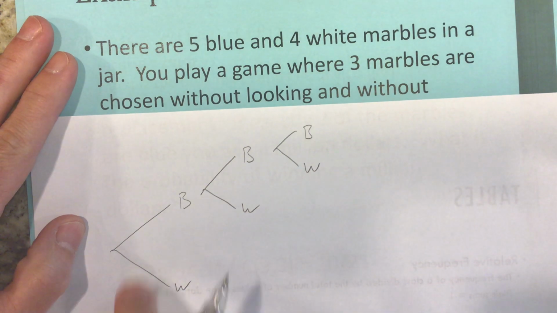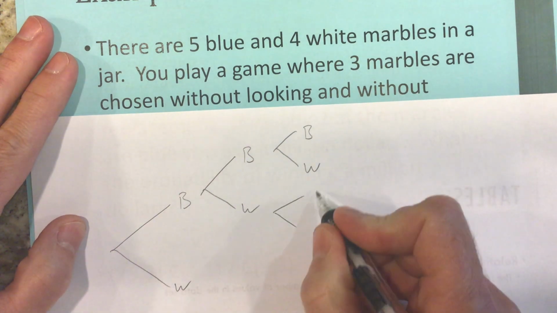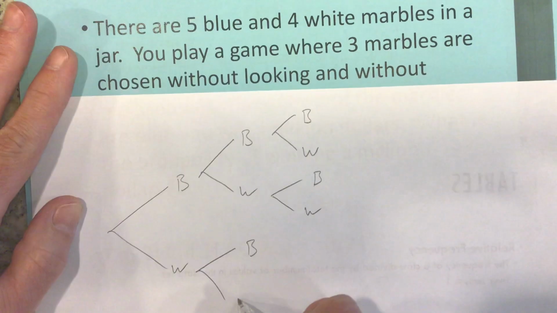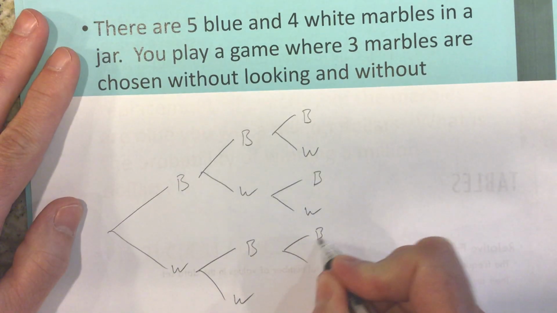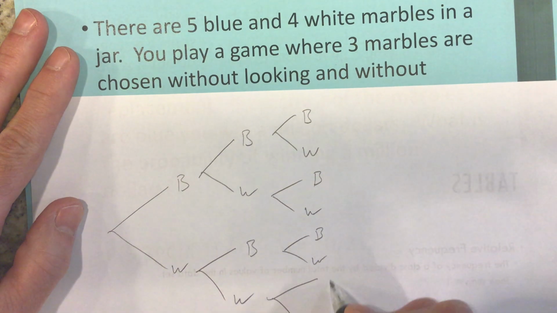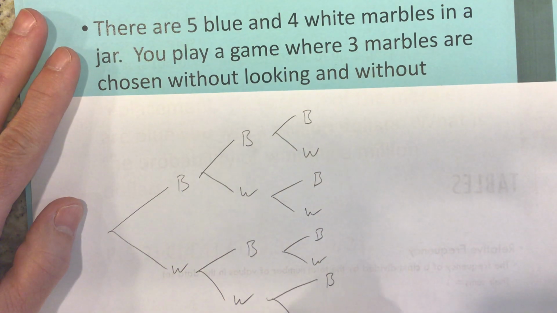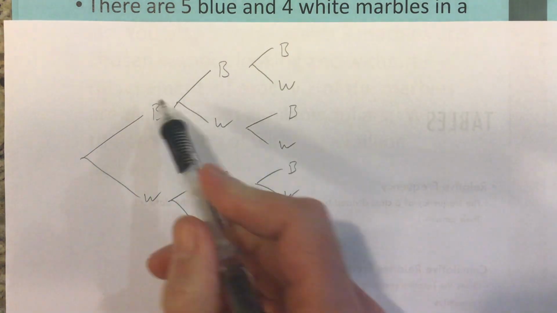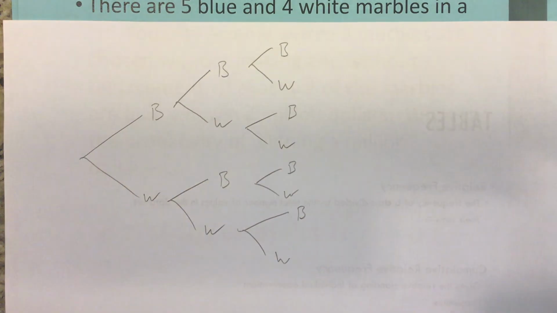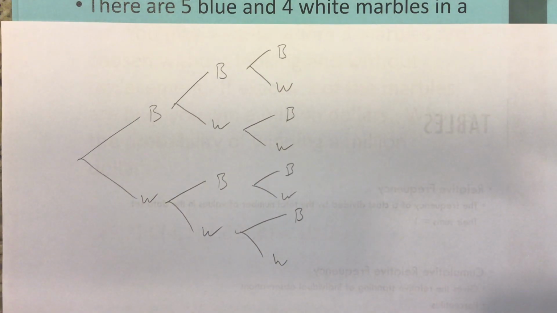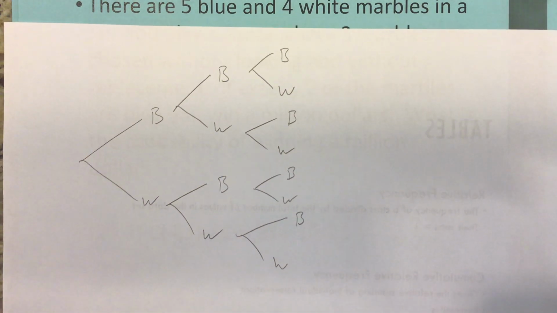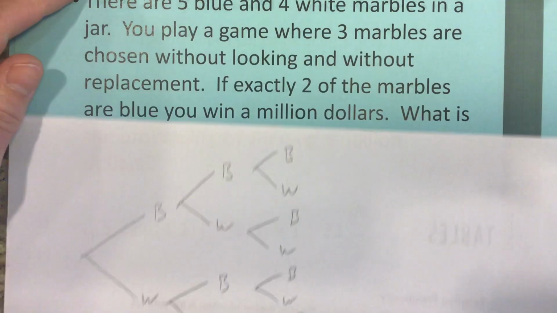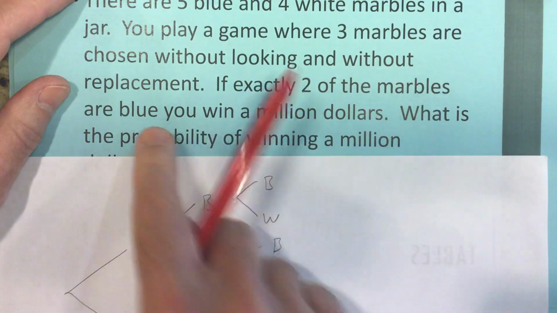Three marbles are chosen, yeah. So first, second, third. Okay, so this is everything that could happen. I could get 3 blues, 2 blues followed by a white, so on and so forth. That represents everything that can happen. Now I just have to fill in, well actually before I fill in everything, why don't I look at the outcomes I'm interested in? I'm interested in exactly 2 being blue.